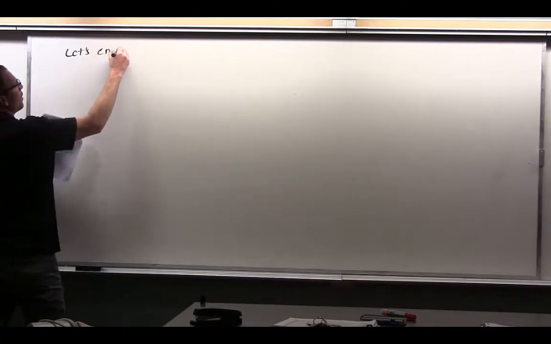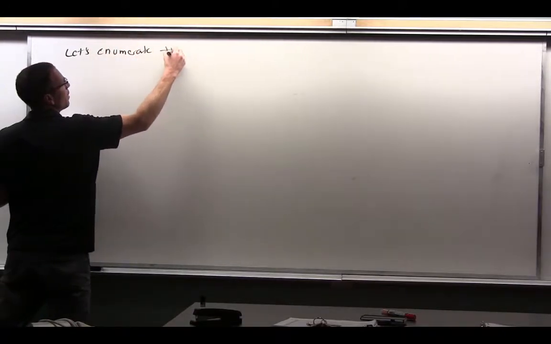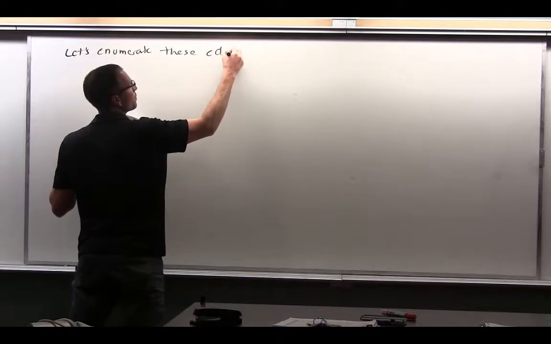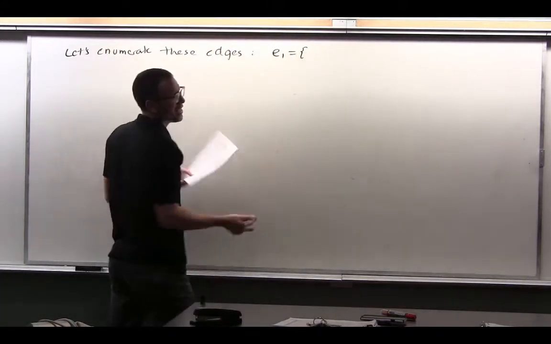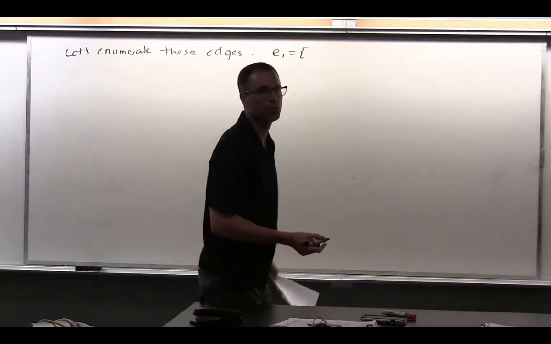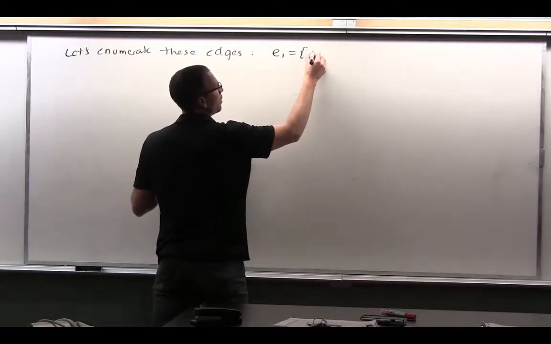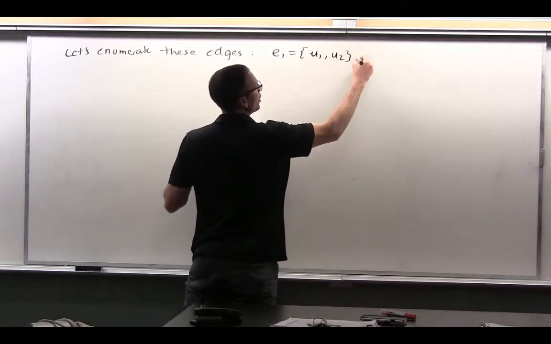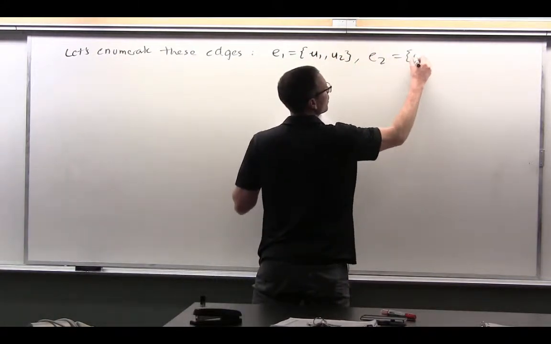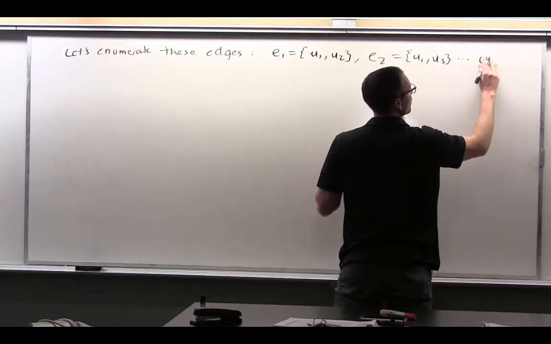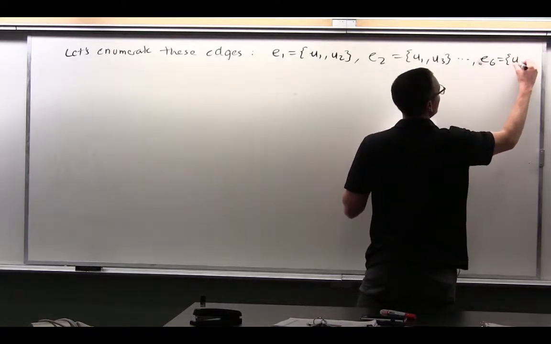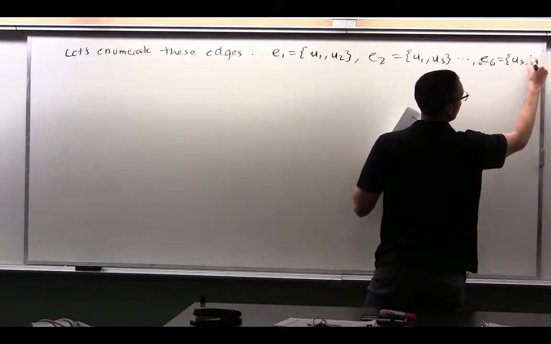Okay, so the other thing that we're going to say is let's enumerate these edges. What does it mean to enumerate? Could you guess, if we listed them in that order, which one we might choose as our first one? U1, U2. What's the second one? U1, U3. And let's go all the way down to the end, which is E6, which is U3, U4.